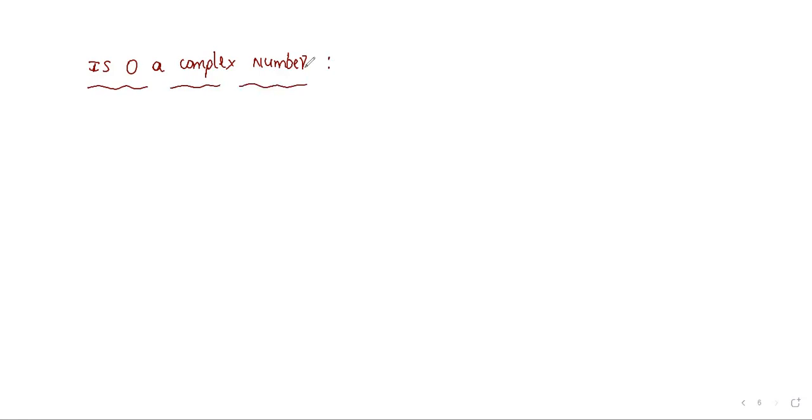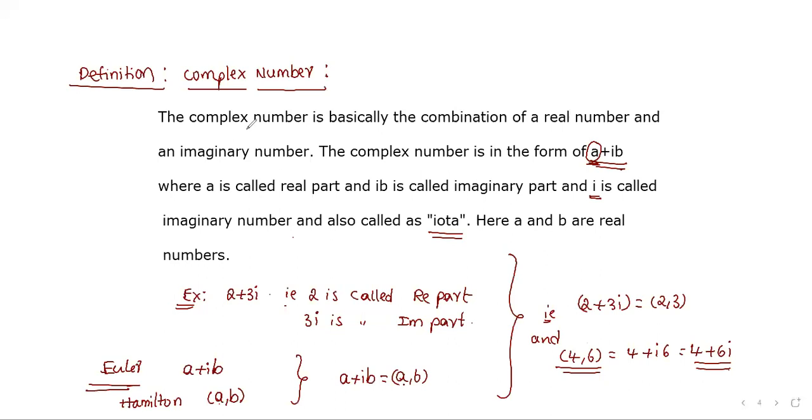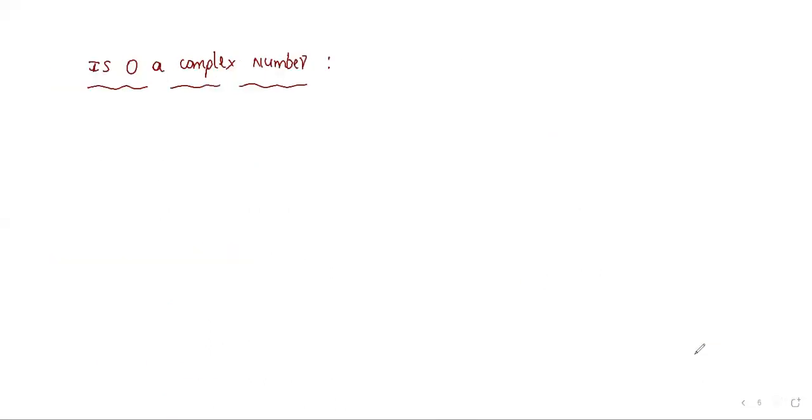Yes, it is a complex number. Why? By the definition, the complex number is basically the combination of a real number and an imaginary number. So the combination of real and imaginary number.